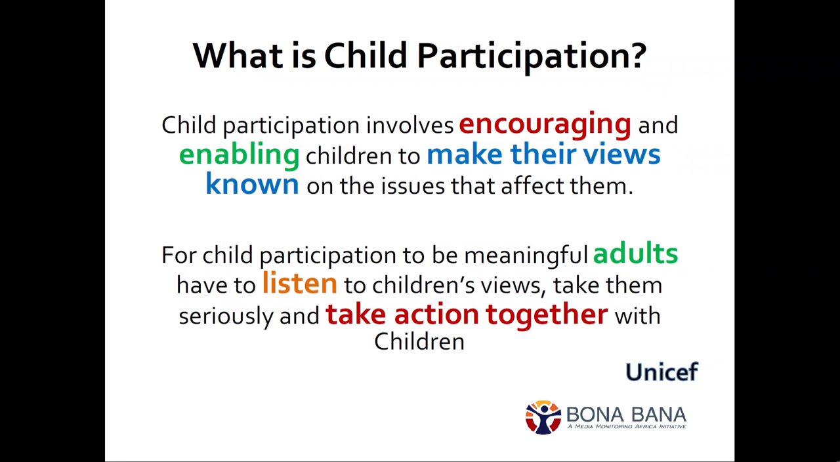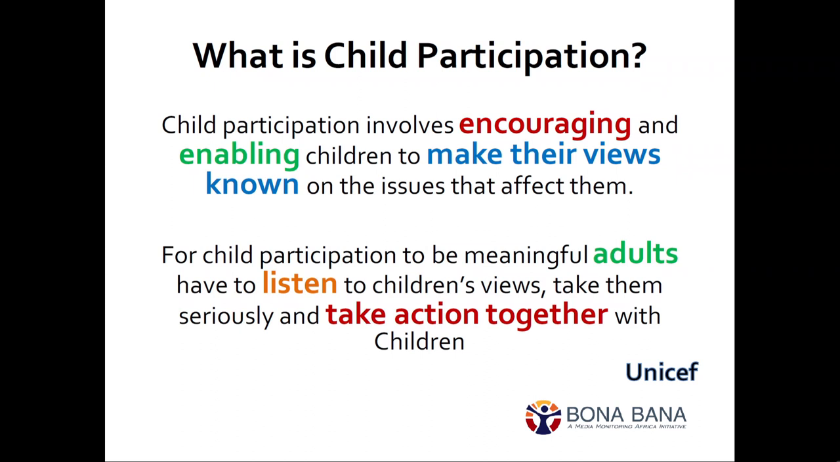Before we even start, the assumption is always that we all know what child participation is, but here is a quick view of what we mean from Media Monitoring Africa's perspective. Child participation involves encouraging and enabling children to make their views known on issues that affect them. So two very important things there. It's providing an opportunity, environment or platform where children can make their views known on issues that affect them. That's the first point.